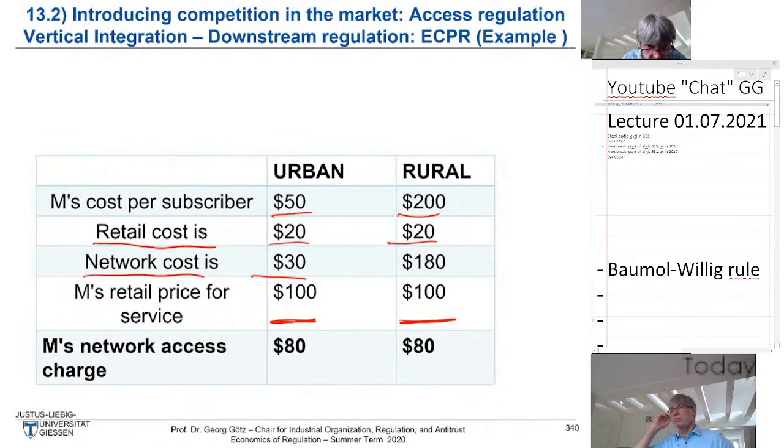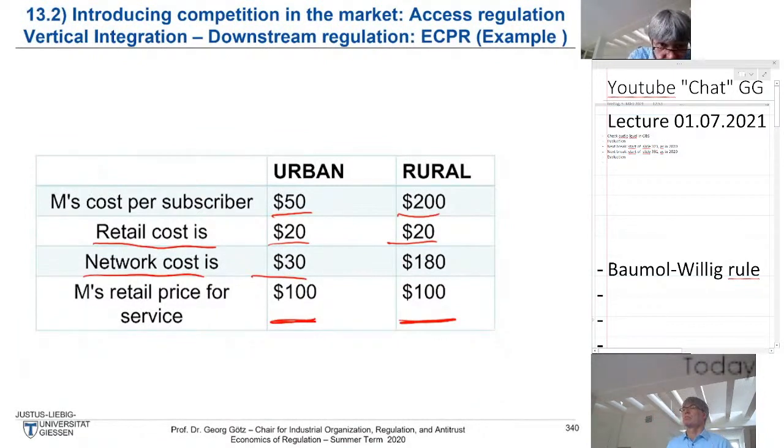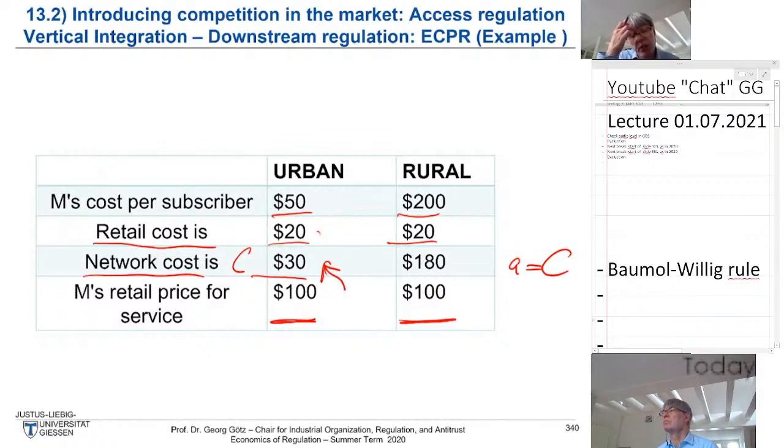Again, suppose we have an access charge A equal to C. What would that mean? A equals C, because this network cost is C here. A equals C would mean we can get entry here by any company which has retail cost up to, say, 70. So you would get a lot of inefficient entry, and of course you would destroy this profit you make in this region, which is then used to cross-subsidize the rural area.